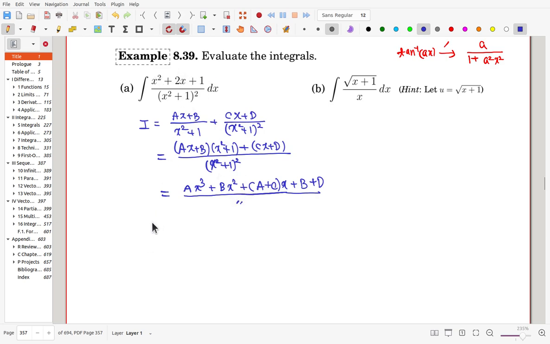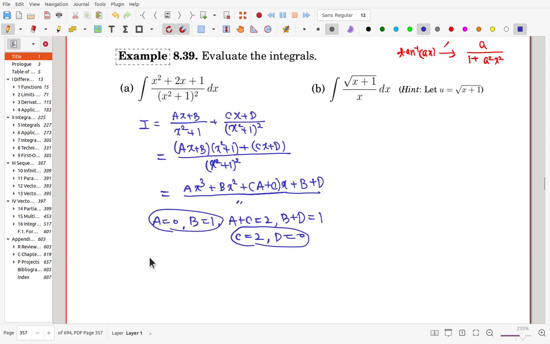Then a must be 0, b must be 1, a + c must be 2, and b + d must be 1. So a is 0, b is 1. From here, c must be 2, and now b is 1, so d must be 0. So we got everything: a is 0, b is 1, c is 2, d is 0.